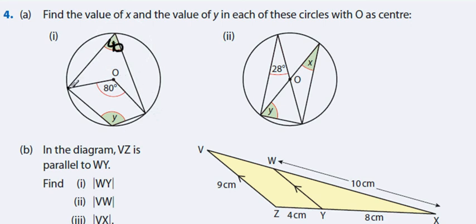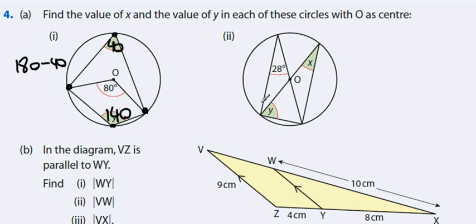Now this is a cyclic quadrilateral where x and y are opposite to each other, and they have to add up to 180. So 180 minus 40 gives you 140. So x is 40 and y is 140.